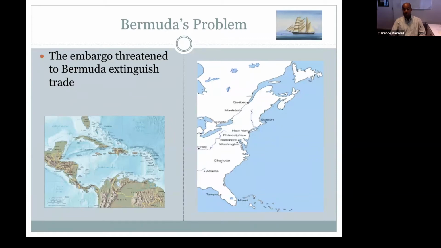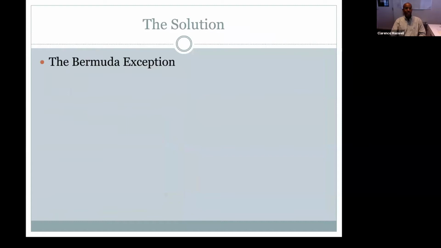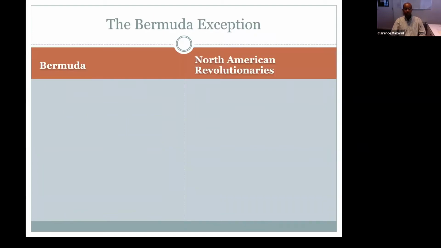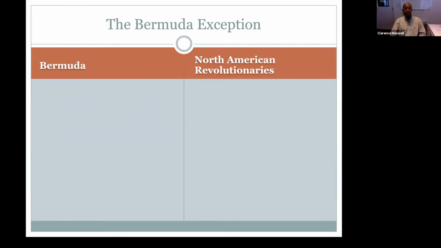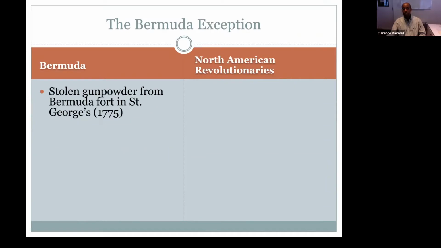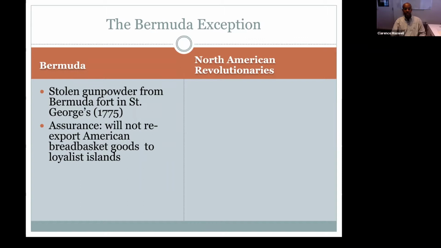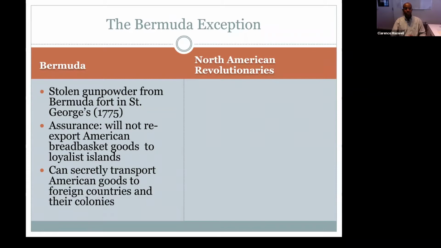That embargo, of course, threatened Bermuda. And so what that meant was there had to be a Bermuda exception. What Bermudians wanted was quite simple. They wanted to make sure that they could still trade with North America, to make an exception for them, to continue the mercantile interest between Bermuda and North America. And hopefully to get an assurance that they would not retrade American goods into any British port.